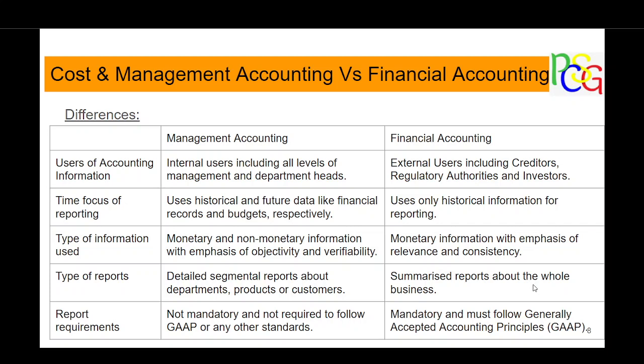Okay. And the next row I have here is type of reports. So we're looking at the different kinds of reports that each one uses. Management accounting, I said, uses detailed segmental reports about departments, products, or customers, whereas financial accounting utilizes summarized reports about the whole business. I think it's pretty self-explanatory. The management accounting reports are more detailed, with more information, so to speak, whereas financial accounting is summarized for the whole business.